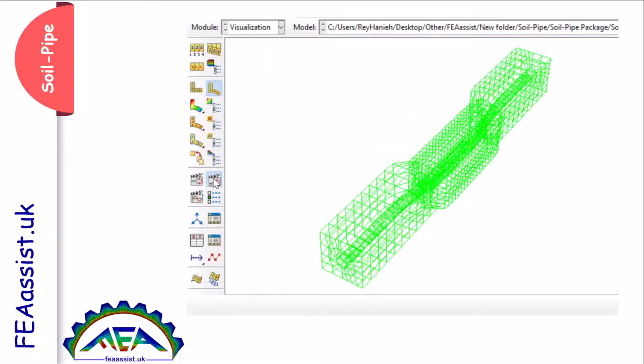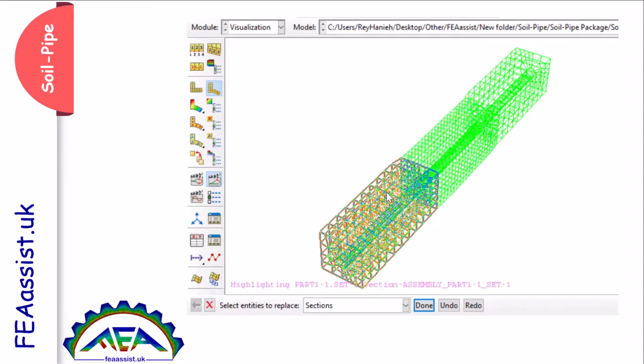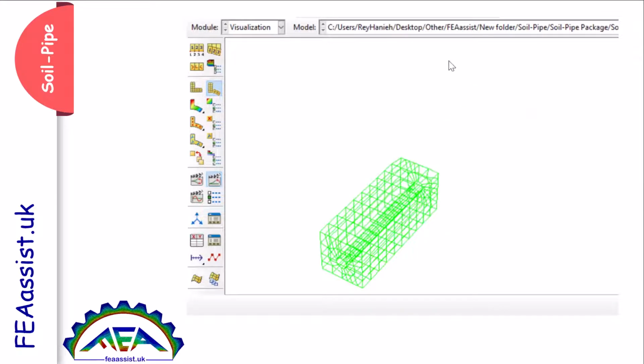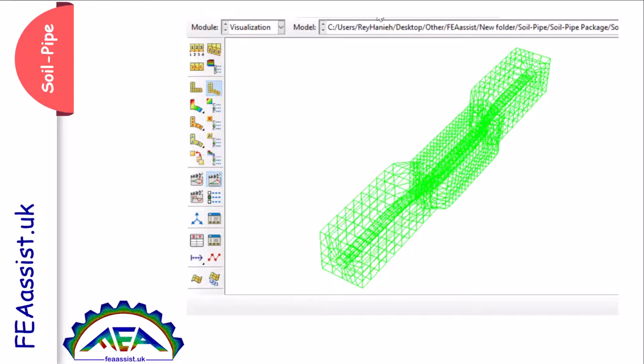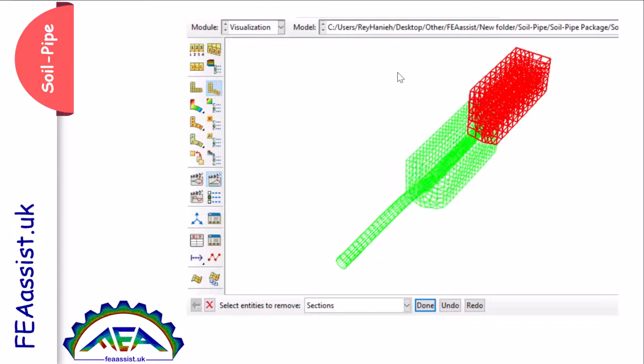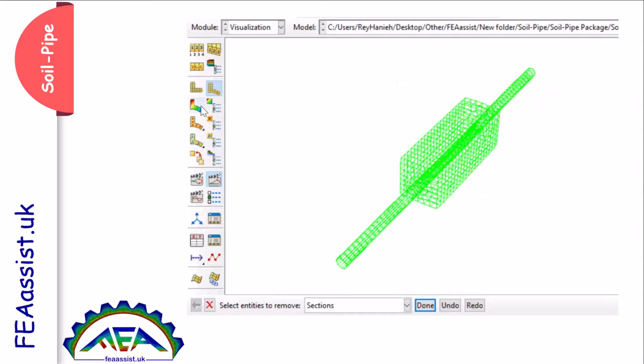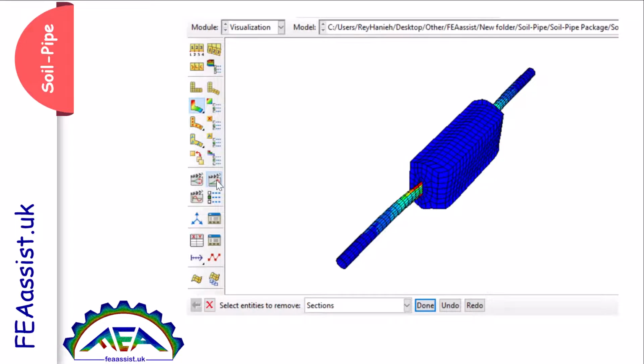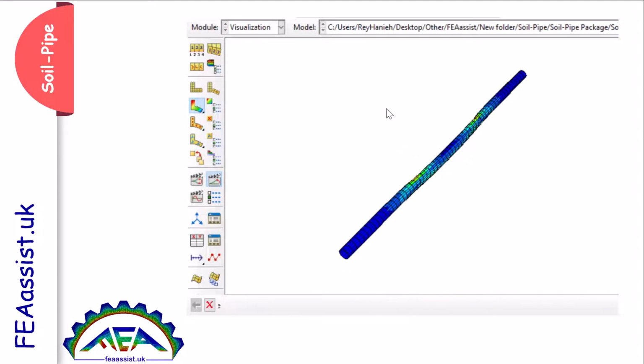We have done this simulation in Abaqus. Let's have a look at the video. As you can see, we are applying some load to the soil and the soil is bending the pipe. So we are showing the cuts here to have a better look at this simulation. The stress distribution of the pipe is clear here.